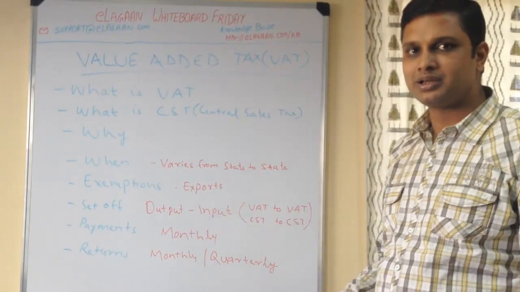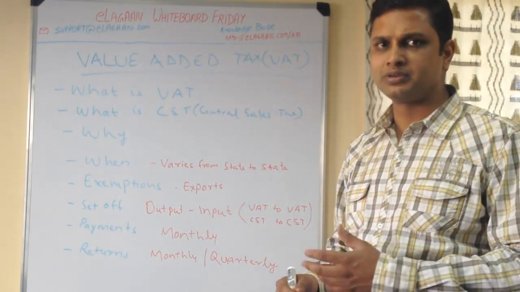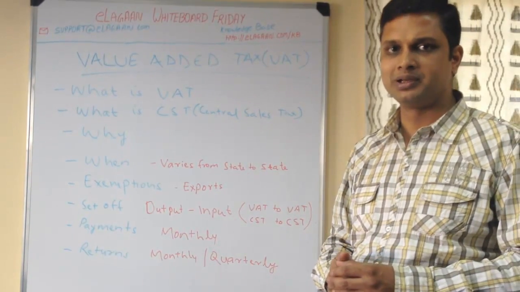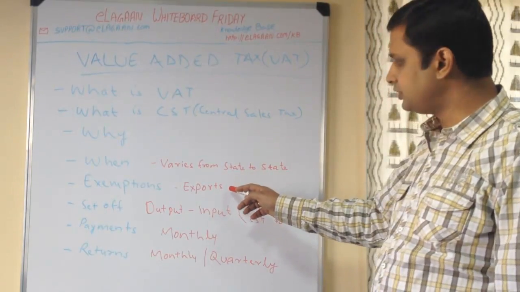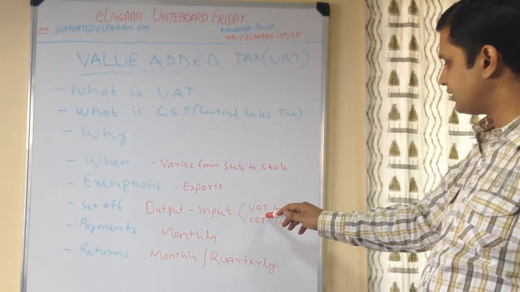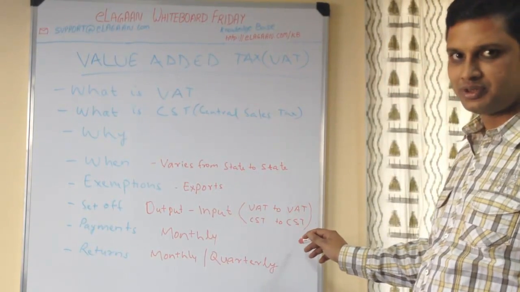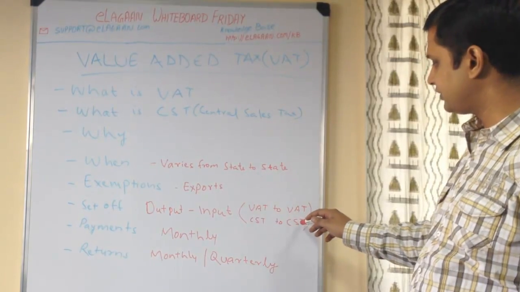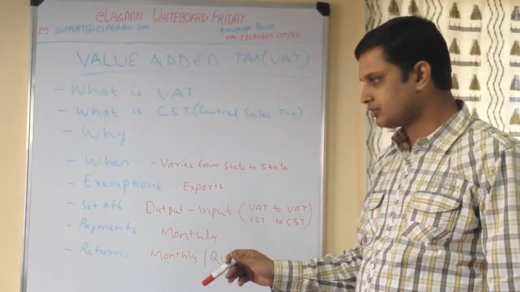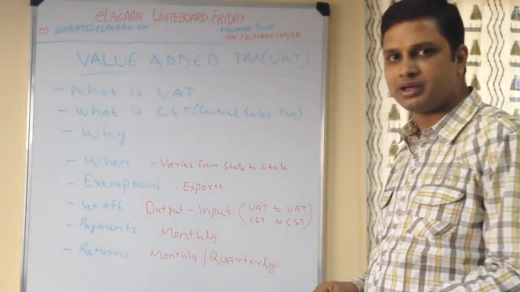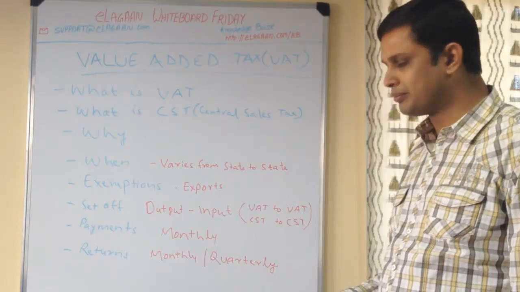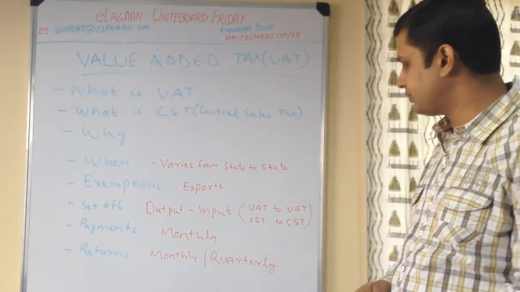Exports are currently exempted. There are many more goods like fruits and vegetables which are also exempted from VAT. So again, you should check the applicability of VAT and CST on your products and goods. Set-off is available, output minus input, but set-off is available between VAT to VAT and CST to CST. You cannot take a set-off between VAT and CST or CST and VAT. Payments of the taxes are on a monthly basis, and returns are filed monthly or quarterly depending on your overall turnover. If it is more than 15-20 lakhs, generally it is on a monthly basis. Under that, you can qualify for quarterly returns.